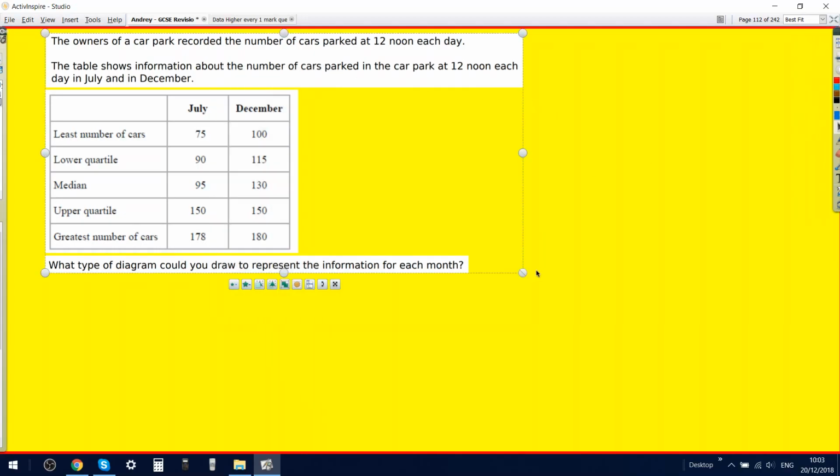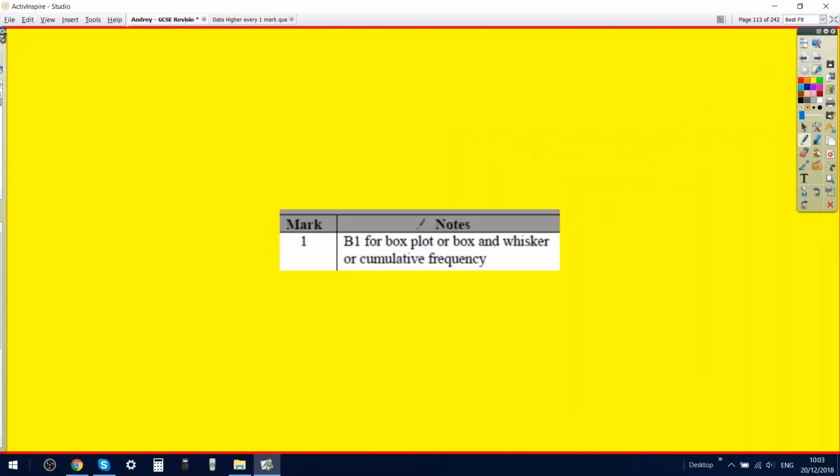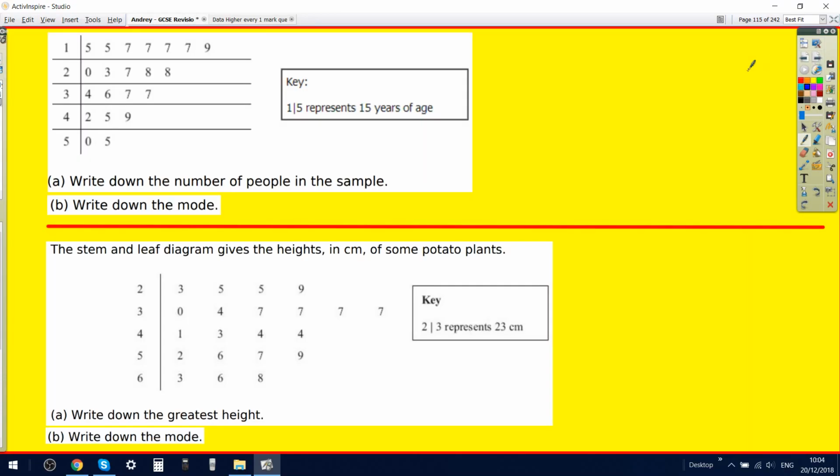Any idea about this? There was like a box plot or something like that. Perfect. Box plot. Box whisker diagram. Yeah. That's it. Box plot. Box whisker. Okay, top one.